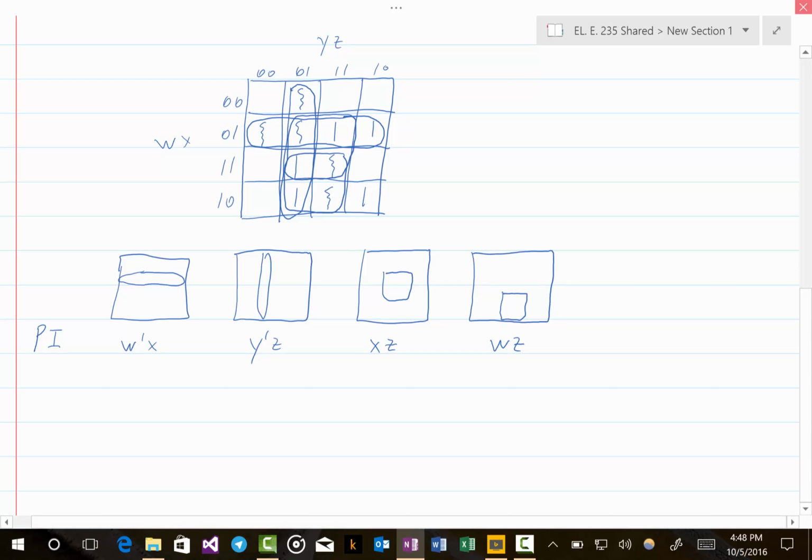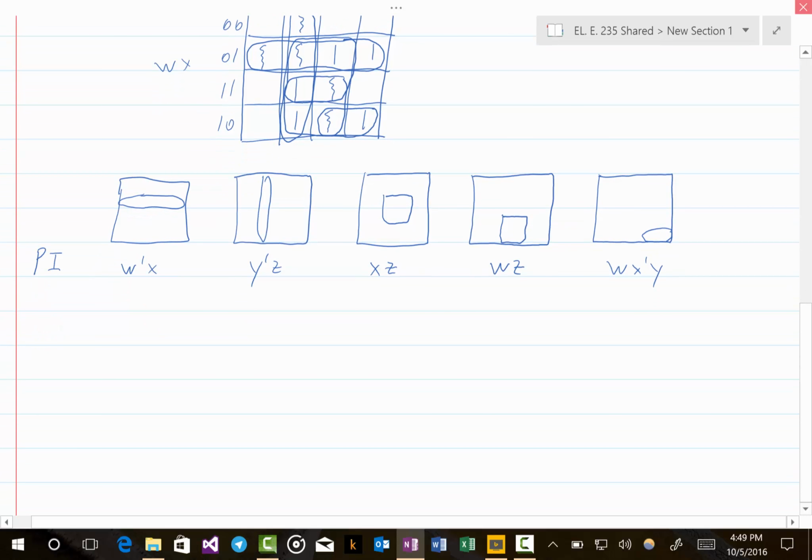So now we go down to groupings of 2, and all the groupings of 2 are already contained within groupings of 4 except for 1, and that is this one down here. And so we have that. And notice that W is constant equal to 1, X is constant equal to 0, and Y is constant equal to 1, so that is W X prime Y. So that is all the prime implicants for this function.